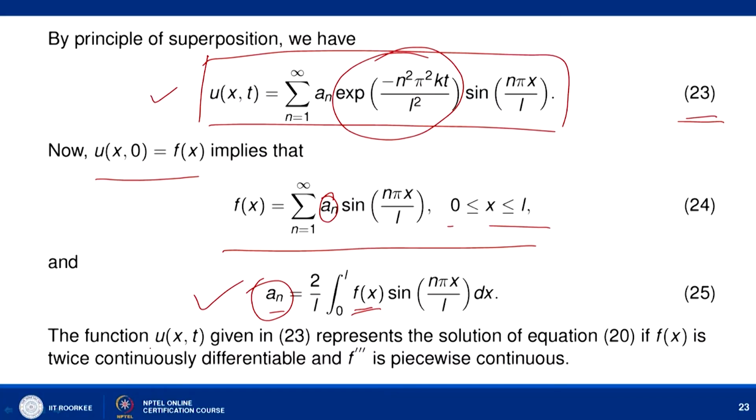So, we will consider this solution given in (23) as a formal series solution. We can prove, in fact we are not proving it here, that the function u(x,t) given in (23) represents the solution of the equation if f(x) is twice continuously differentiable and f''' is piecewise continuous. This I am not giving, so I can simply say that (23) is given as a formal Fourier series solution.